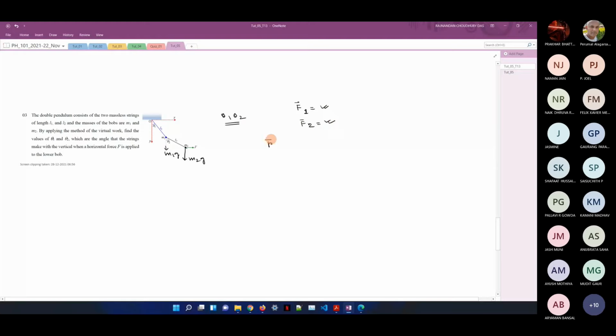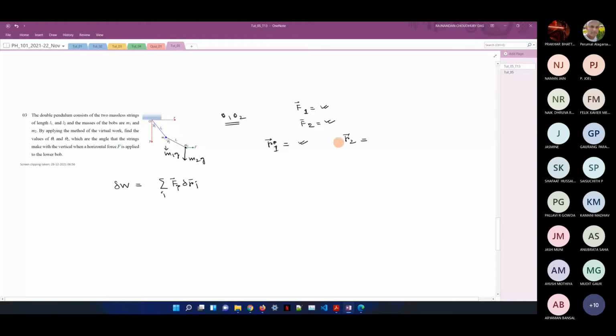Then you have to write what is R1. You will find R1 in terms of theta 1 and theta 2. So the position of this one particle will be L1 sin theta 1 x cap and L1 cos theta 1 minus y cap. You can write R1 and R2. Once you write R1 and R2, then you again apply the virtual work principle. Virtual work will be equal to the sum over all the external forces dot delta Ri.